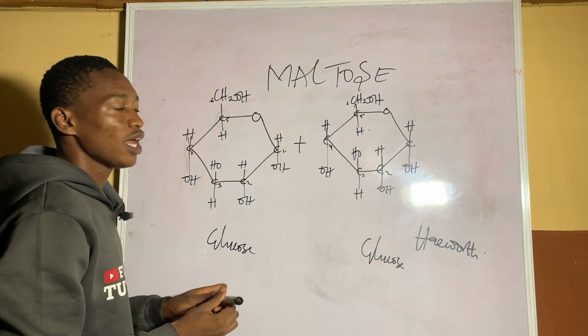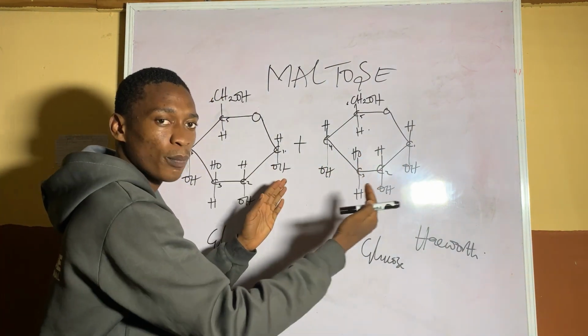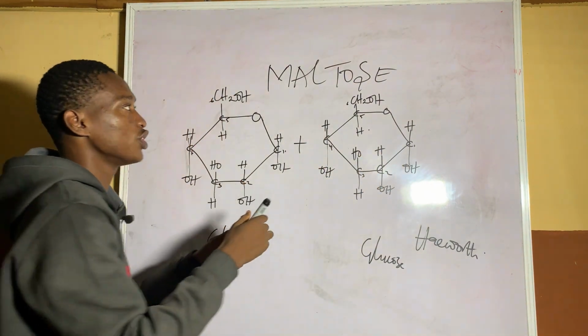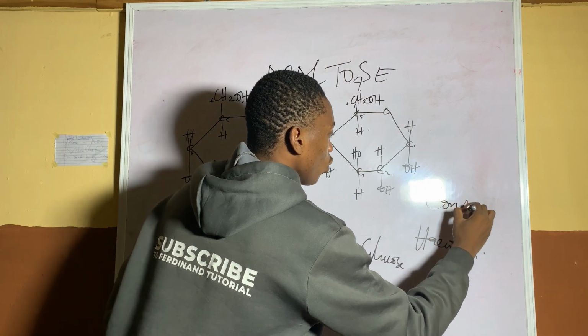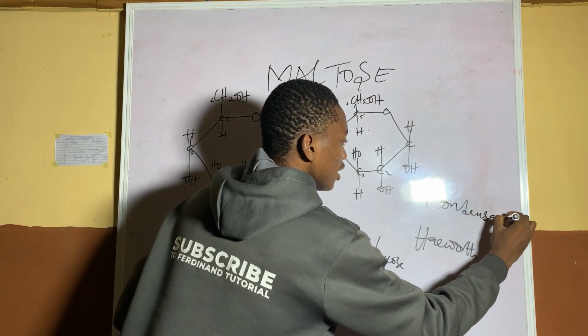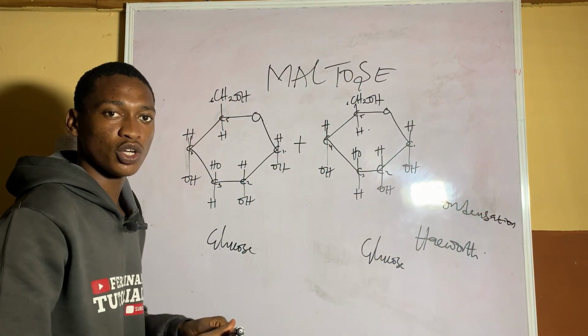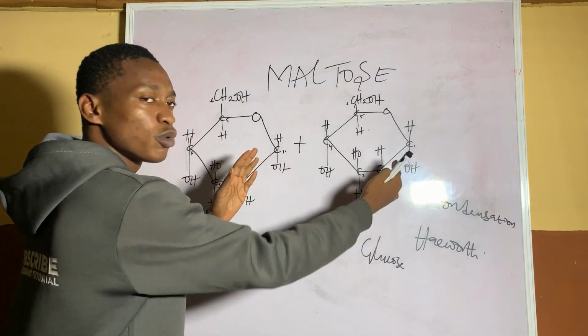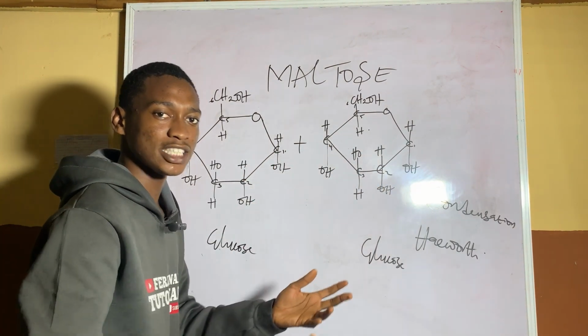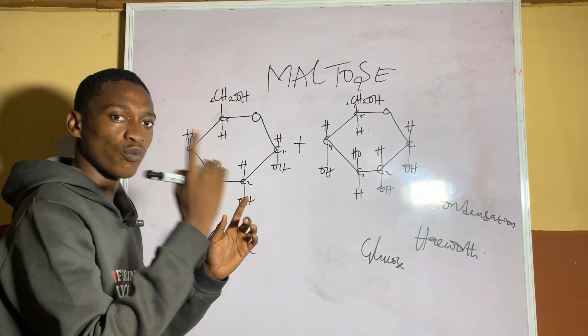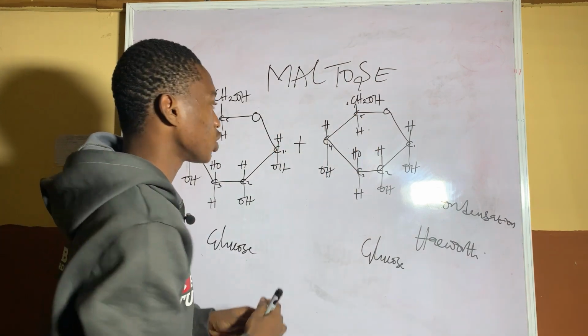Carbon 6. Now, when these two monosaccharides combine together, they carry out what we call a condensation reaction. They undergo what we call what? Condensation reaction. Now, what is a condensation reaction? In a condensation reaction, we are saying two simple molecules join together to form a giant molecule with the liberation of what? Of a water molecule.